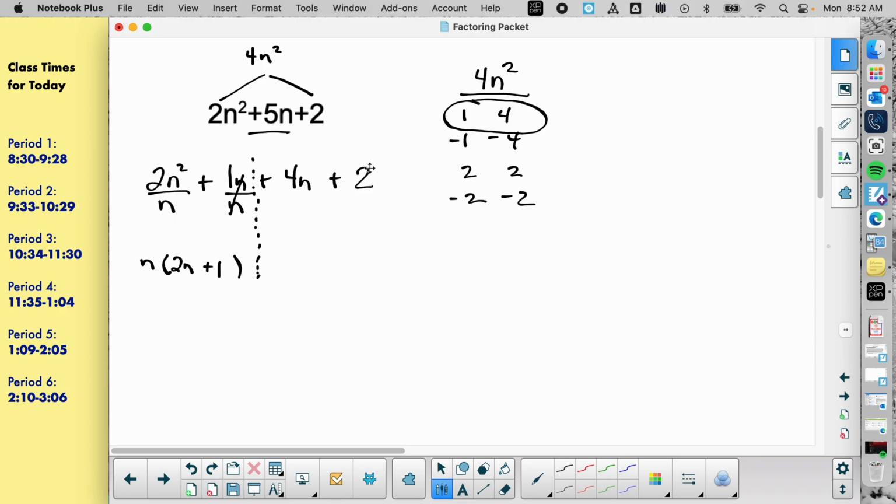What do they have in common? What goes into both? 2. Just 2. Yep. So they don't have any letters in common. And then if I divided them both by the 2, what would I be left with? 2 and plus 1. Yeah, 2 divided by 2 is 1. It feels like it should be nothing. Okay, good. So that's like the difficult step of factor by grouping.